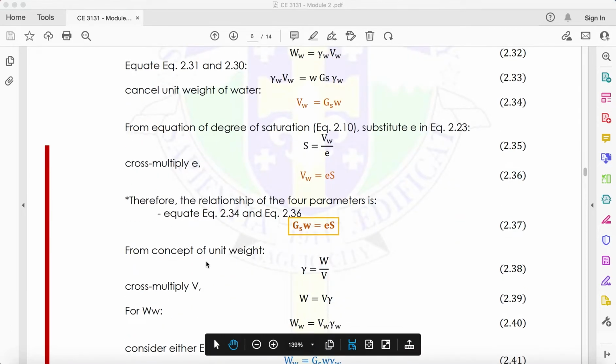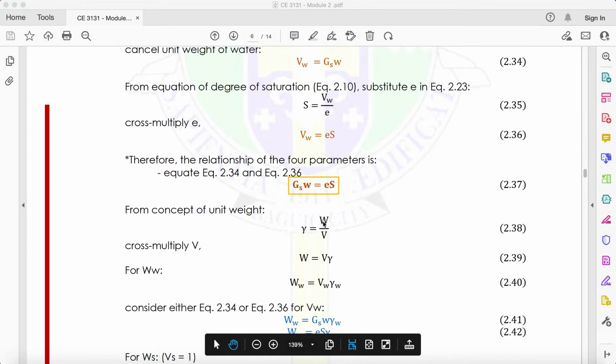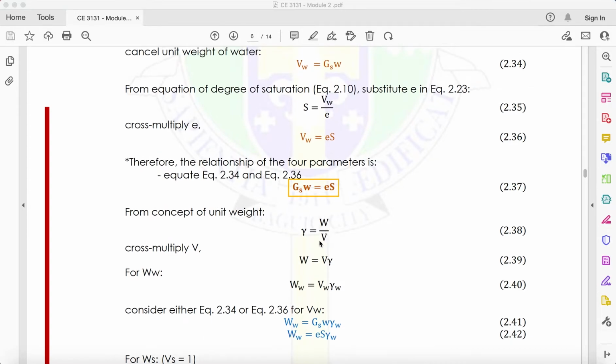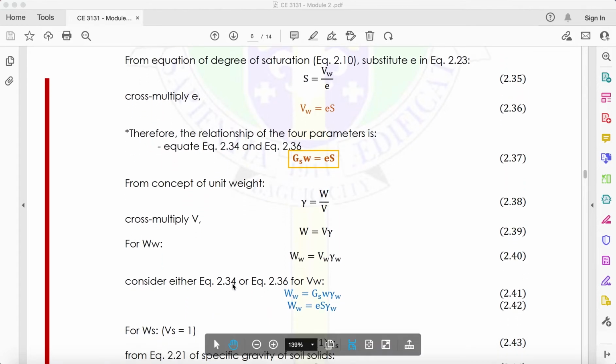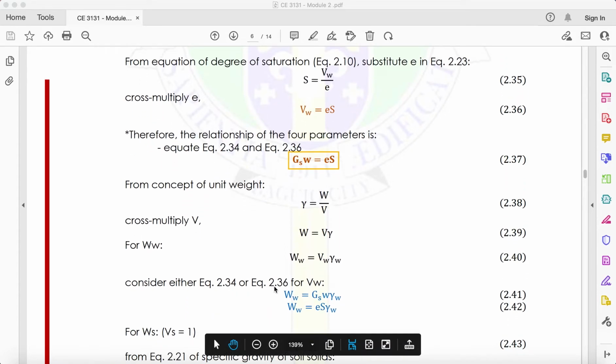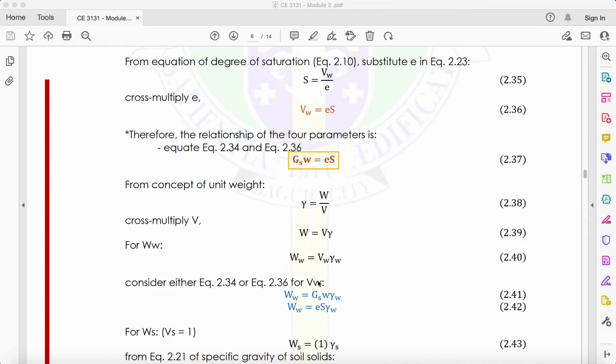Okay. Now from the concept of unit weight, it is simply weight divided by volume. Okay. So to simplify this, we cross multiply. Weight is equivalent to the volume times the unit weight. But for W, the weight of water is equivalent to the volume of water times the unit weight of water, since water is what we are looking for here. This is our general equation. Now consider either equation 2.34 or equation 2.36 for the volume of water.